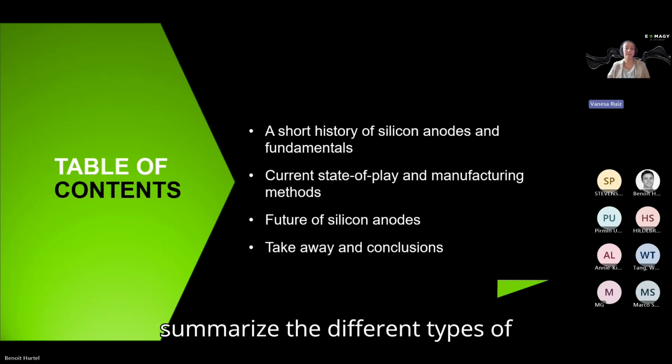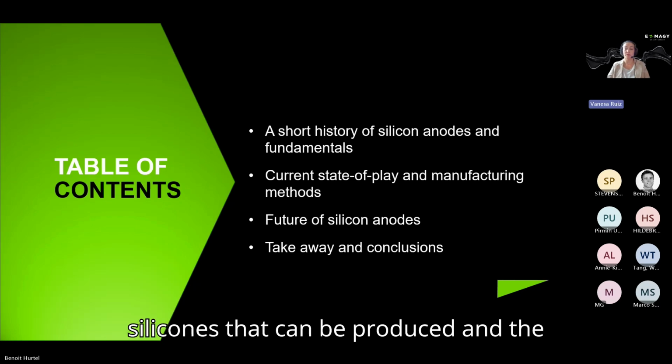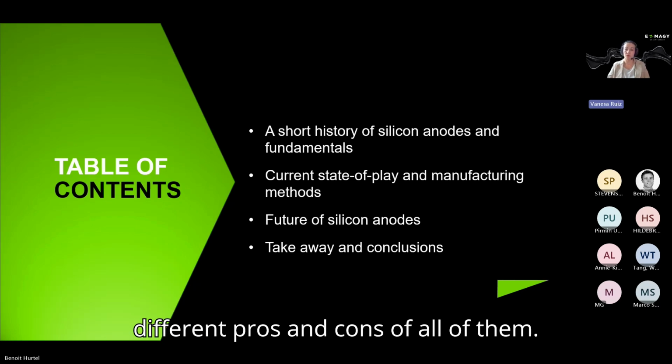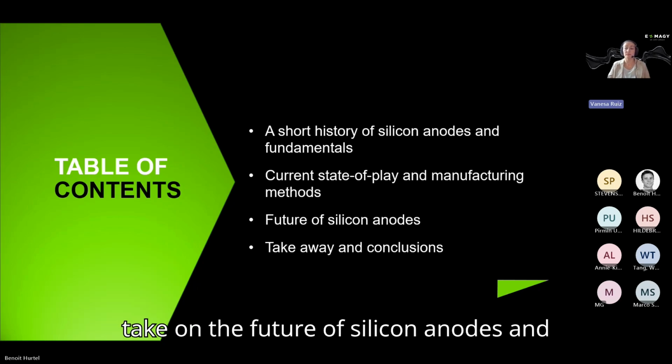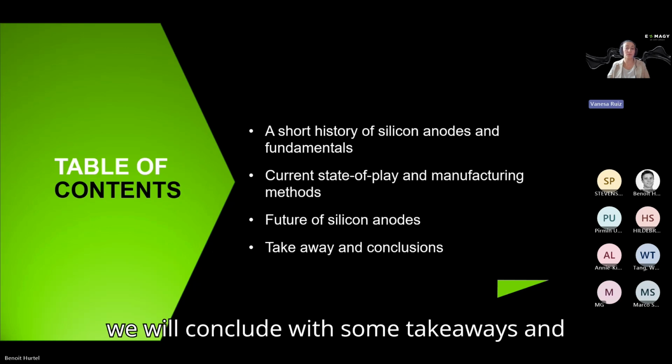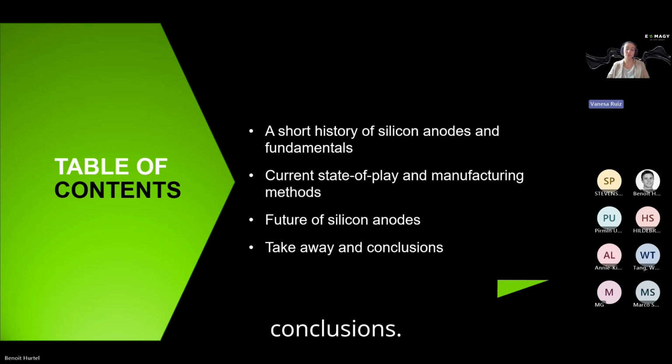So we'll summarize the different types of silicon that can be produced and the different pros and cons of all of them. Then we will briefly discuss our view, my take on the future of silicon anodes, and we will conclude with some takeaways and conclusions.